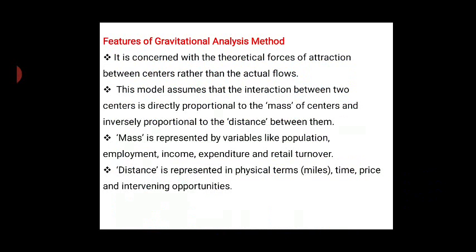The main features: it is concerned with the theoretical forces of attraction between centers rather than the actual flow. This model assumes that the interaction between two centers is directly proportional to the mass of the centers. Mass is represented by variables like population, employment, income, expenditure, and retail turnover. Distance is represented in physical terms like miles, kilometers, etc.